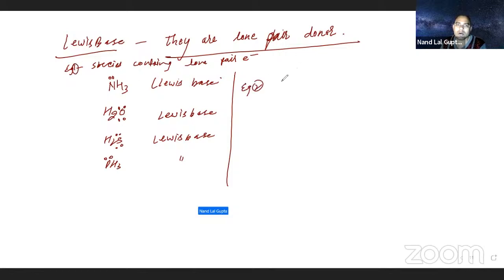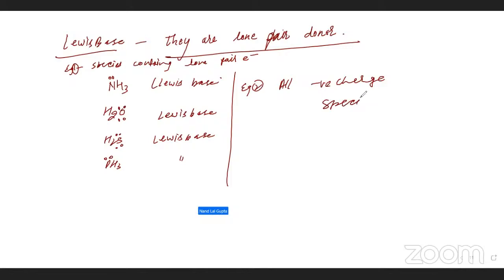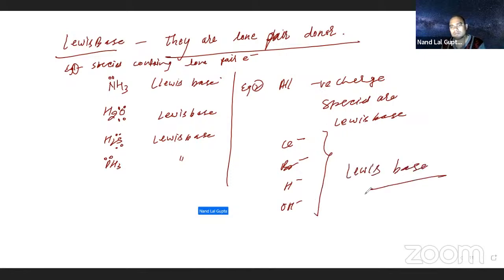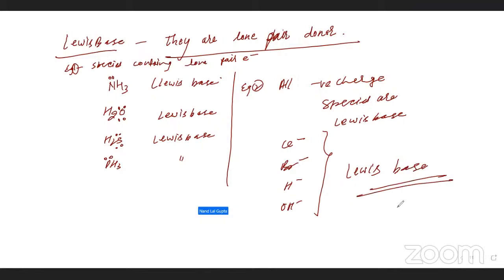Now, the next one, example type 2. What they are saying? All negative charge species are Lewis bases. Like if I write the examples: Cl minus, Br minus, H minus, OH minus, whatever negative charges are there, they are going to be regarded as Lewis bases. Getting this one?